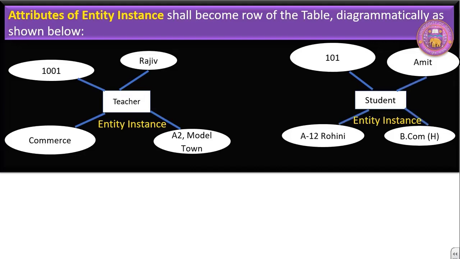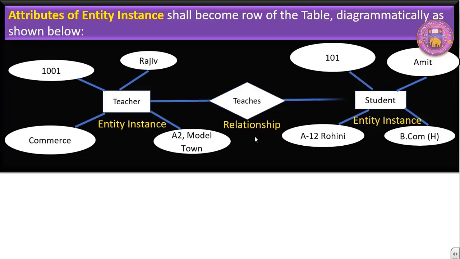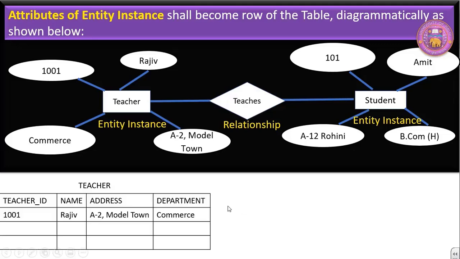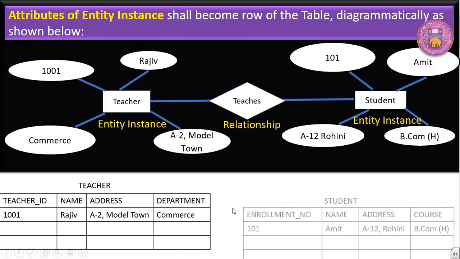Now we need to create a relationship. We name this relationship teaches. This is a relationship instance because it is not in uppercase. We have created a relationship between two entity instances, teacher and student. In this particular case, the attributes of the entity instance become the values in a particular row. We have written here that attributes of the entity instance shall become the row of the table. These are the different attributes of the entity instance. It becomes the row of the table. Similarly, it will happen in the case of the student table.